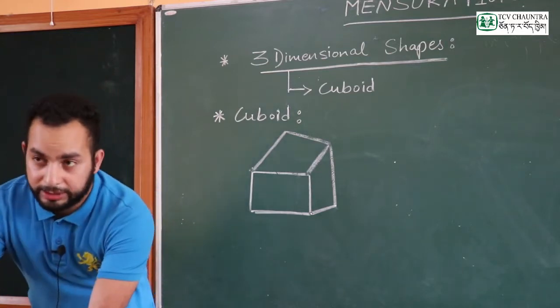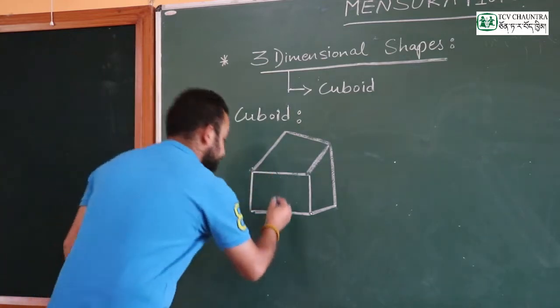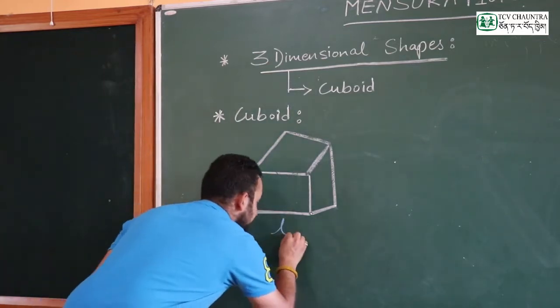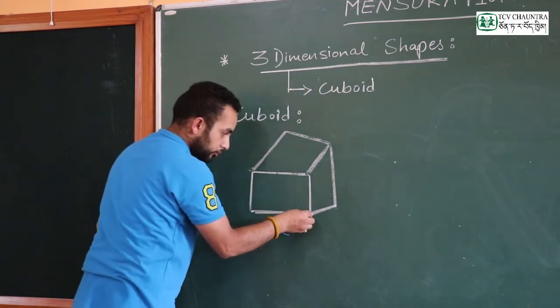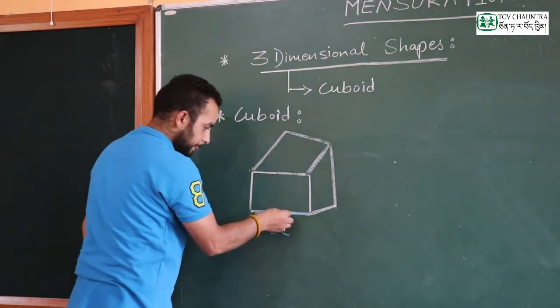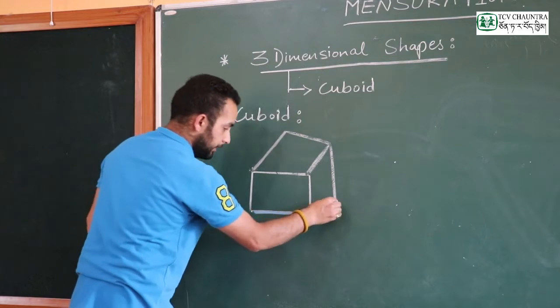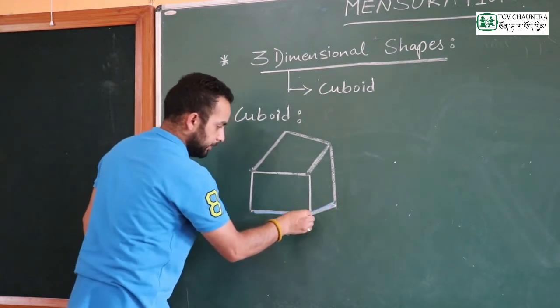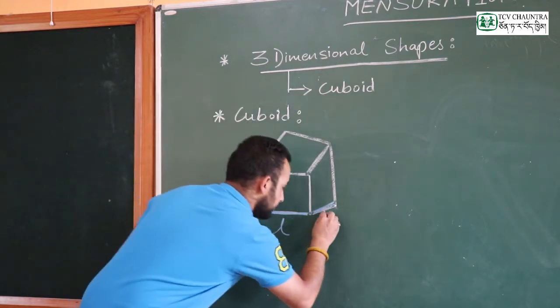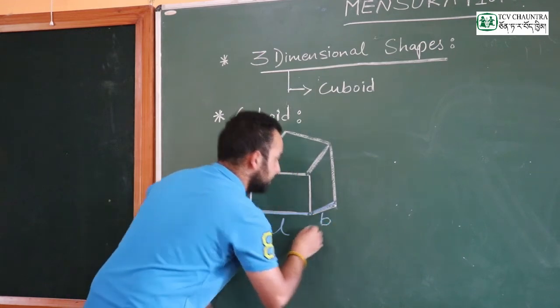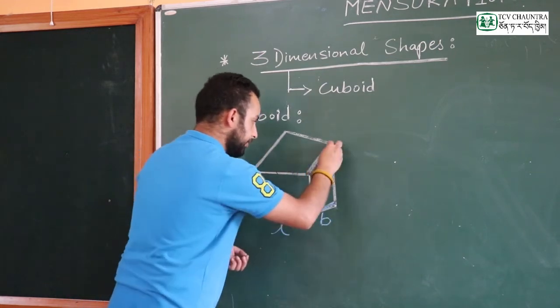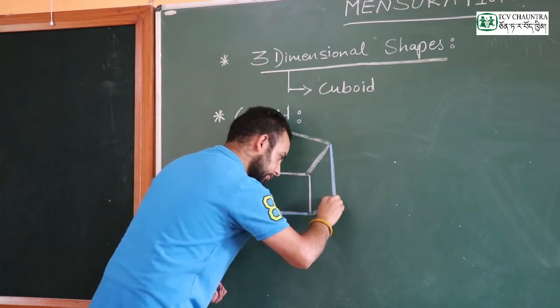So the three-dimensional figure. This is our length. This is our breadth. And the other part is the height.